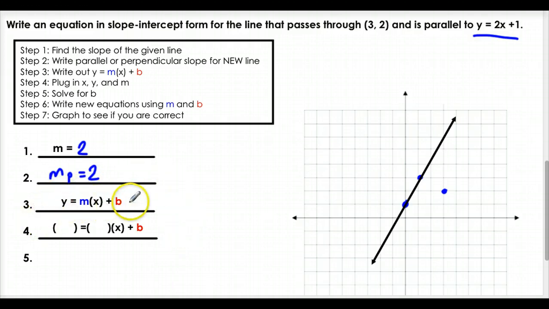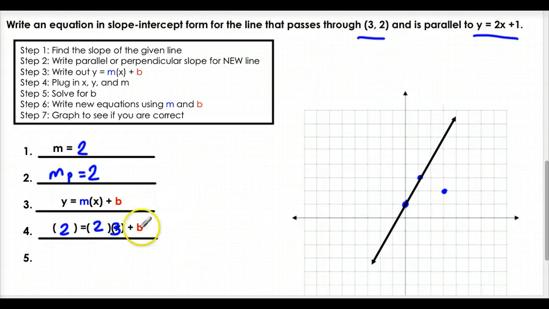Third step, write out y equals mx plus b. We're going to be substituting things into this equation to find our new line. We're going to start by substituting our new slope in, so our slope's going to be 2. Then we're going to substitute in this point to our equation. So our y is 2, and our x is 3.